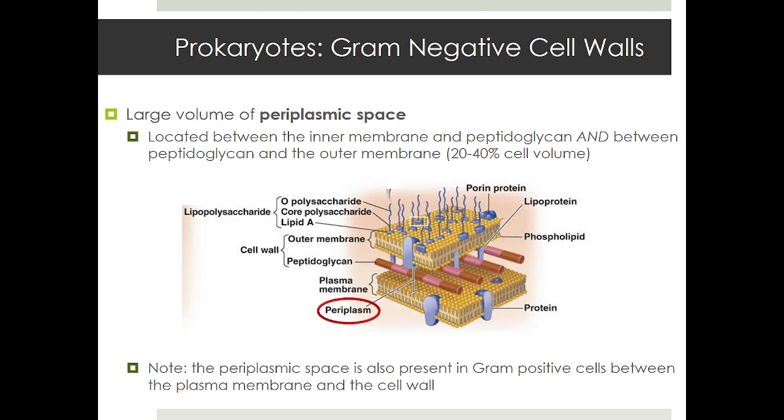Breaking this down a little bit further, in between these two cell membranes and where the peptidoglycan layer resides, there's quite a lot of periplasmic space, which is simply described as the area that's in between the inner membrane and the peptidoglycan layer, and then subsequently the peptidoglycan layer and the outer membrane. That is actually 20 to 40% of the cell's total volume. So you can see that there's a lot of maneuverability in here for various reasons. There is also periplasmic space in gram-positive cells, but it is not quite as expansive as what we see in gram-negative cells.